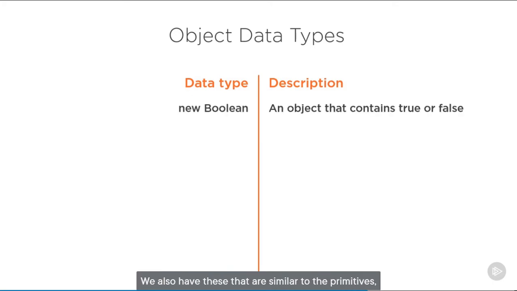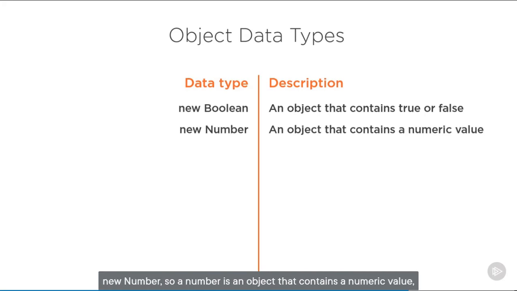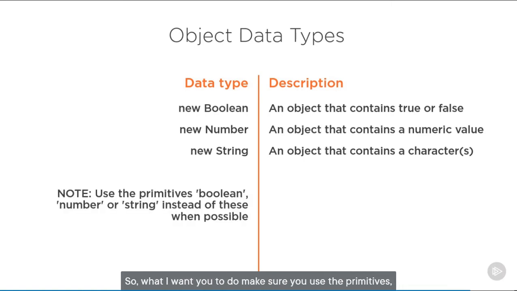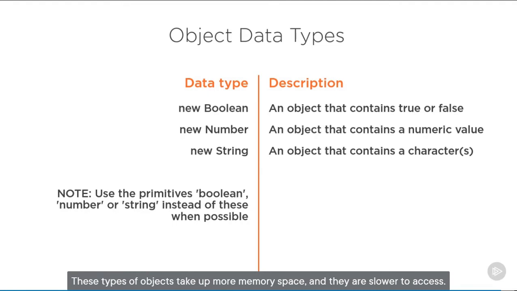We also have these that are similar to the primitives, which is a new Boolean, very similar to the primitive Boolean, but it is an object that contains true or false. New Number is an object that contains a numeric value, again similar to number. Or new String, an object that contains a character or a series of characters. Now, all of these are like the primitives, so what I want you to do is make sure you use the primitives, Boolean, number, or string, instead of these whenever possible. These types of objects take up more memory space, and they are slower to access.